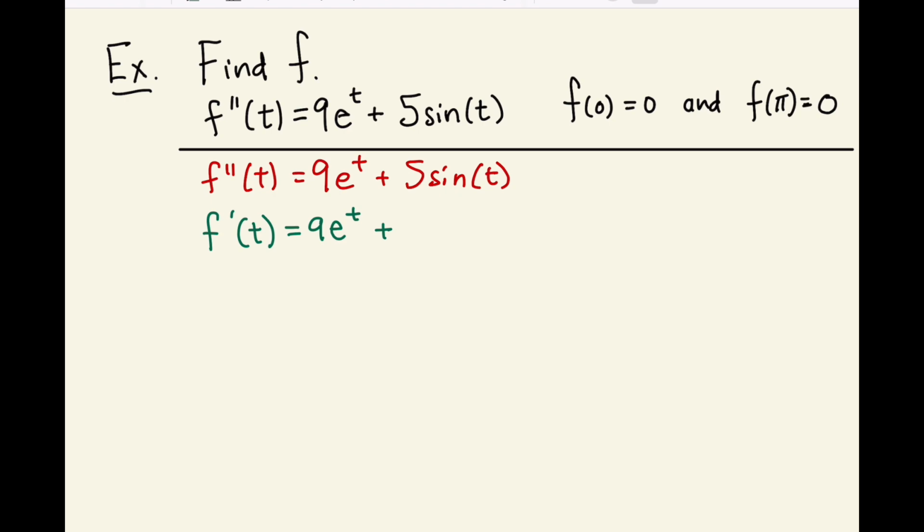So what do I differentiate to get 5 times sine of t? Remember that I can pull the constant multiple out, but the derivative of cosine has a negative sign. So in order to get a positive sign here, the antiderivative of sine is actually negative cosine. That takes a little getting used to. And then I've got to have some constant. So this is the most general.